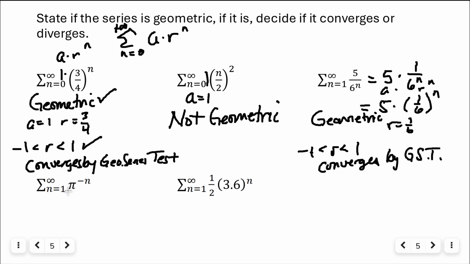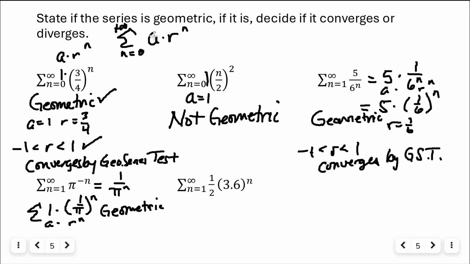The sum from n equals 1 to infinity of pi to the -n. Again, this certainly doesn't look like the form, but we can change it around. What if we wrote it as 1 over pi to the n, and then rewrote it as 1 times 1 over pi to the n? Well, that looks like a times r to the n, and that is geometric. So it's not just as easy as looking for this every time. Sometimes you have to manipulate it.